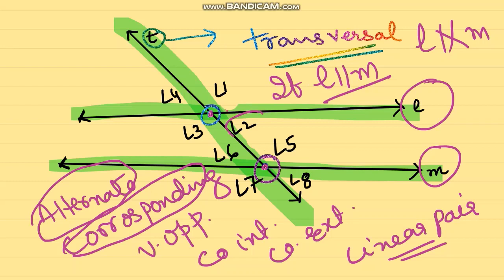That means the sum of angle 2 and angle 5 will be 180. The sum of angle 3 and angle 6 will also be equal to 180. Corresponding angles will be equal. Pairs of alternate angles, interior as well as exterior, will also be equal, and the sum of the co-interior angles will give you 180 degrees.